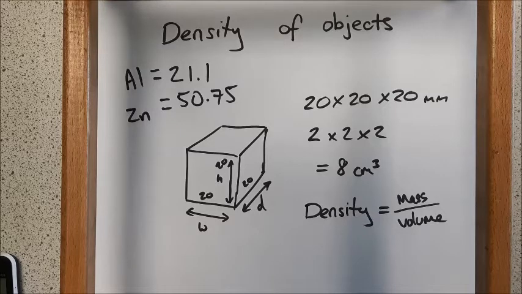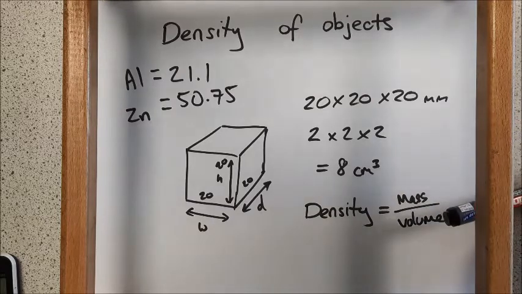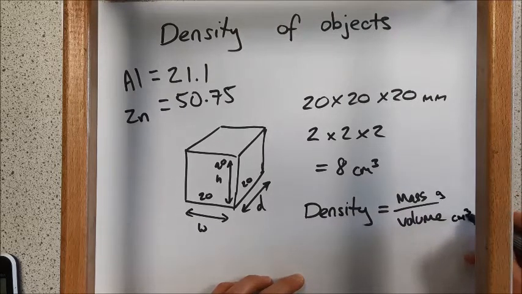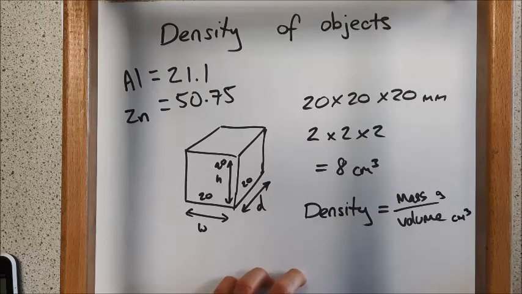Okay, so off screen I literally just went and put both of those cubes onto a balance, and the aluminium has a mass of 21.1 grams and the zinc cube had a mass of 50.75 grams. So the calculation for finding density is the mass divided by the volume. Because our mass is going to be in grams and our volume is going to be in centimeters cubed, we are going to end up with a density in grams per centimeter cubed.